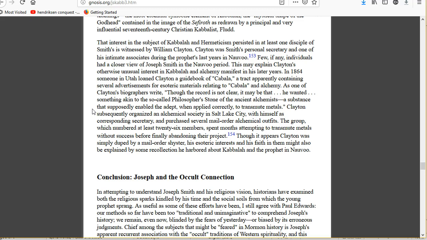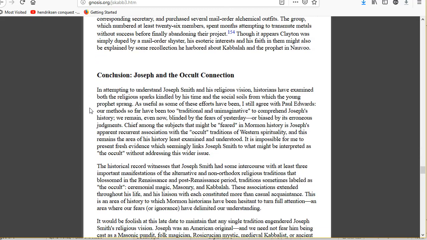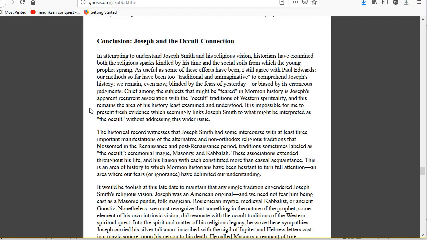Yeah, that's right, Mr. Owens. Clayton was Smith's personal secretary. He was in the inner circle, and yet he was pretty fuzzy about ideas like Kabbalah. He was pretty fuzzy about alchemy, and that alchemy didn't have anything to do with literally transmuting lead into gold. It had everything to do with secretly changing goodness into darkness, which they would call imperfect man into their perfect man.